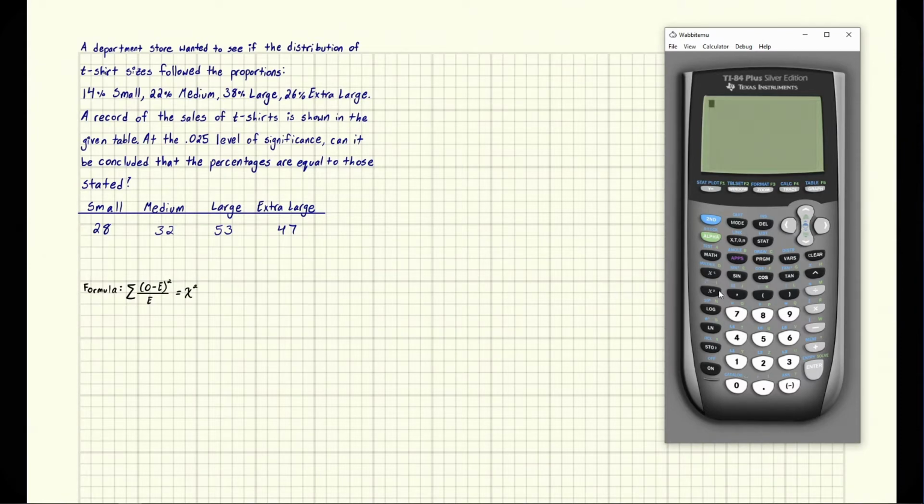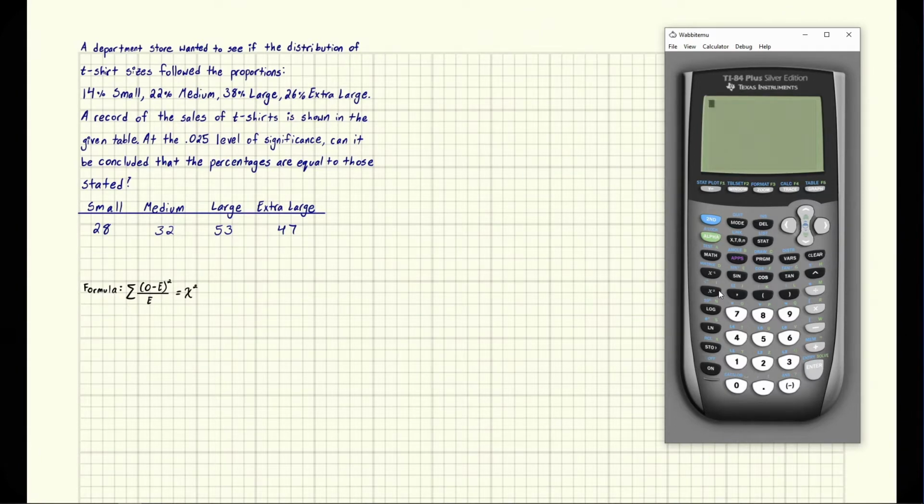A department store wanted to see if the distribution of t-shirt sizes followed the proportions 14% small, 22% medium, 38% large, and 26% extra large. A record of the sales of t-shirts is shown in the given table, which is this table right here. So this is the actual sales that they have, and they don't know if they match the percentages. They think they do. They're not totally sure. At the 0.025 level of significance, can it be concluded that the percentages are equal to those stated?